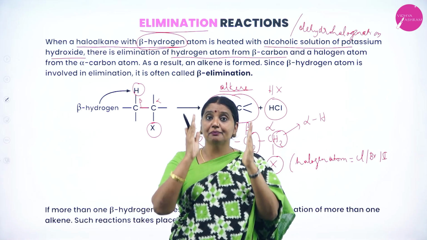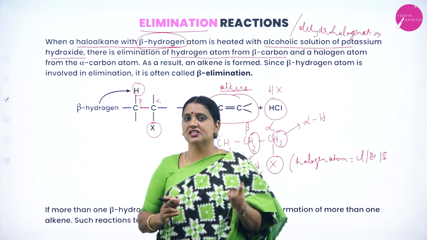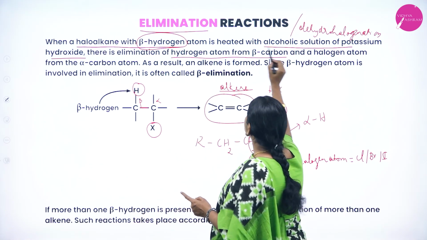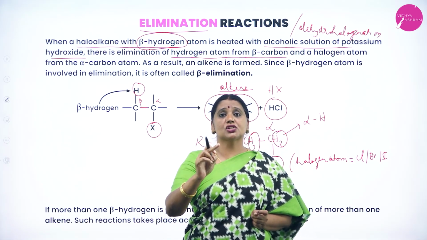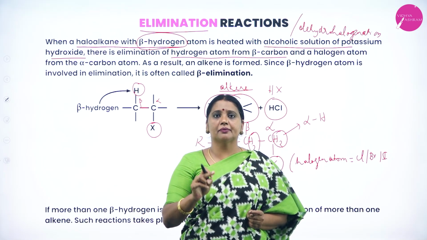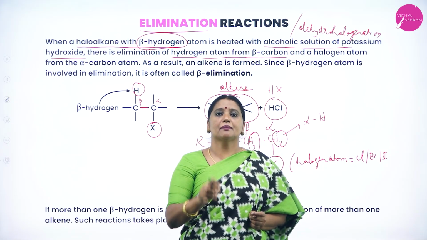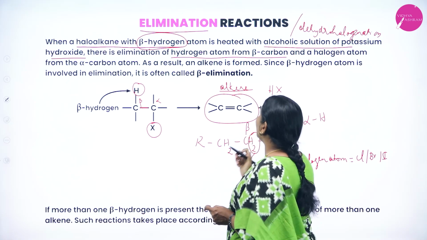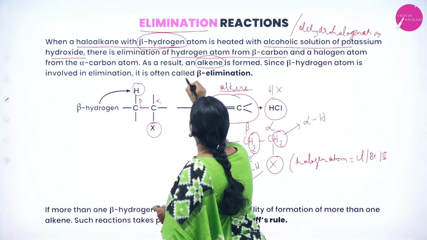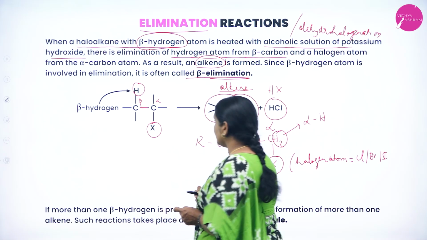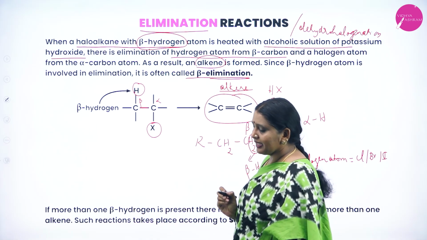Haloalkane which containing beta hydrogen is heated with alcoholic solution of potassium hydroxide. There is an elimination of halogen from alpha carbon, hydrogen from beta carbon. The resultant product is alkene. Alkene is formed. This reaction is also called as beta elimination.